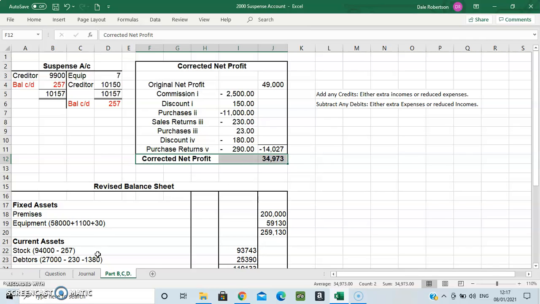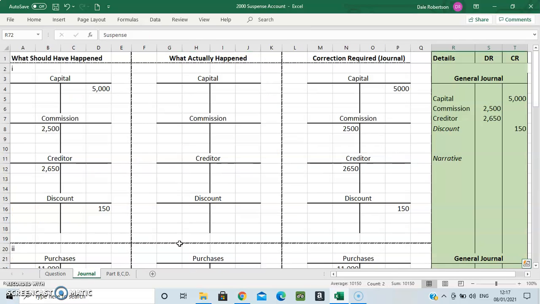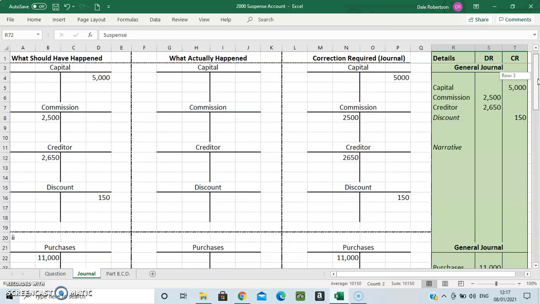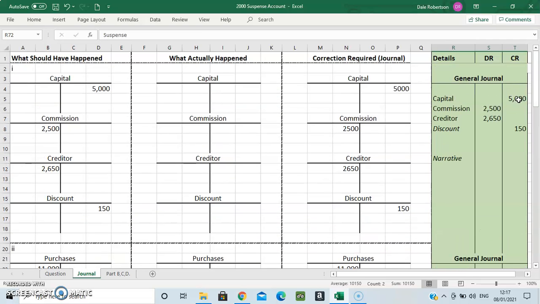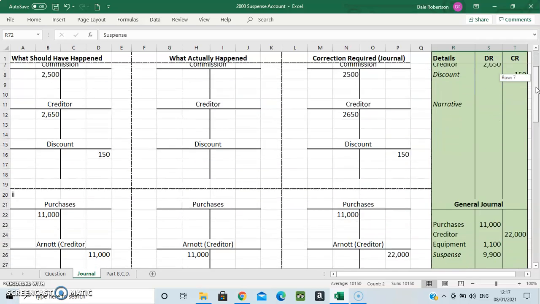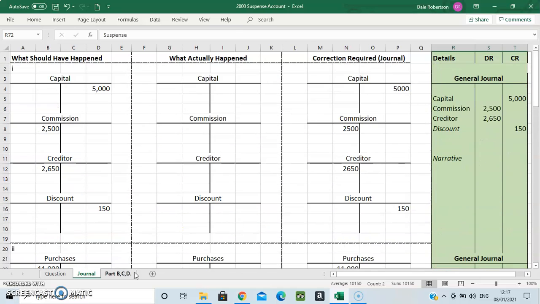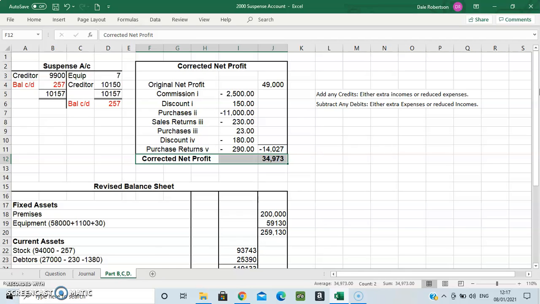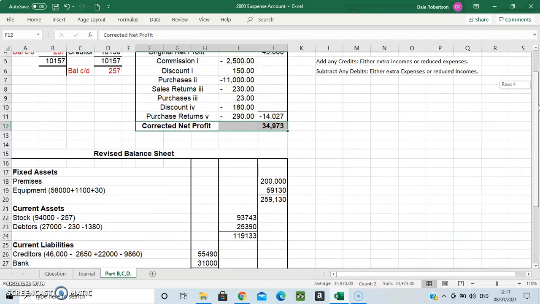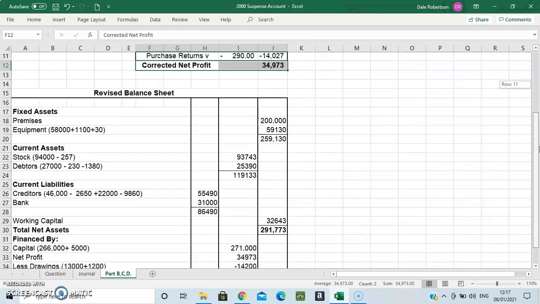Now, many students like to tick off as they do each individual entry here. And if you were ticking off, you would still find that you have plenty of entries that still need to be attended to, because you have numerous items in the balance sheet that have not been dealt with. They're going to be dealt with in part D. So here we go with our part D.